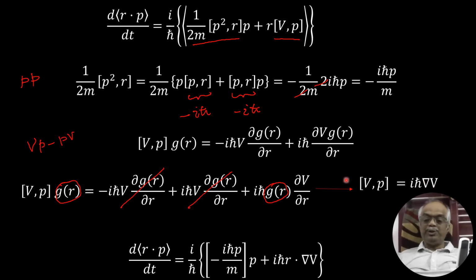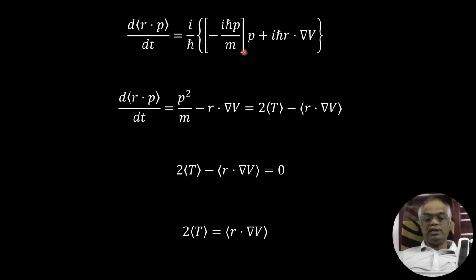So now you replace this commutator relation here. First you get minus i h cross P over m multiplied by P. Then the next one is i h cross times R times this gradient V, that is delta V. Now we will simplify this further.